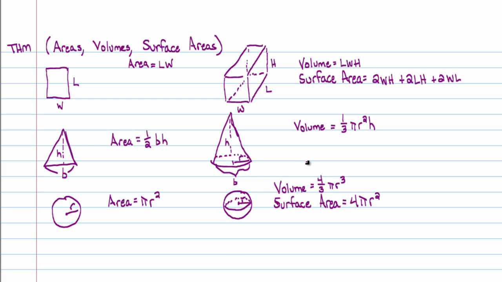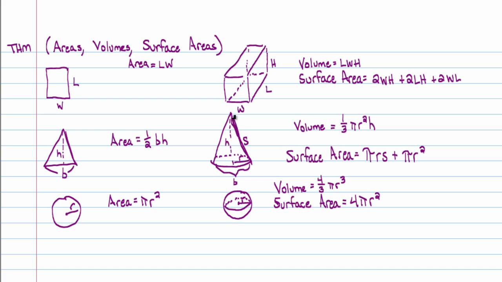Now the surface area for a cone is equal to pi r s plus pi r squared. Now you're probably wondering what s is. S is the length of the edge. It's the edge length here.